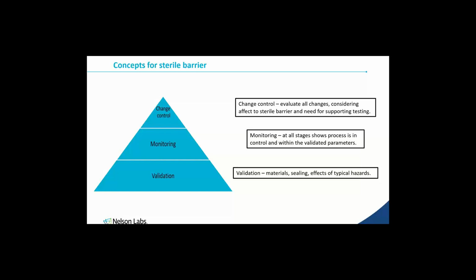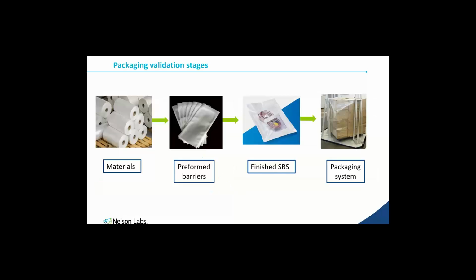We're going to monitor the validated processes to make sure that nothing has unexpectedly changed, that my output is still the same. And then if I intentionally want to make any changes, I have change control processes in place to evaluate and decide what kind of additional testing may be needed to make sure that change is not going to have a negative impact. But when we're talking about a packaging validation, again, it's in layers. There's multiple stages.